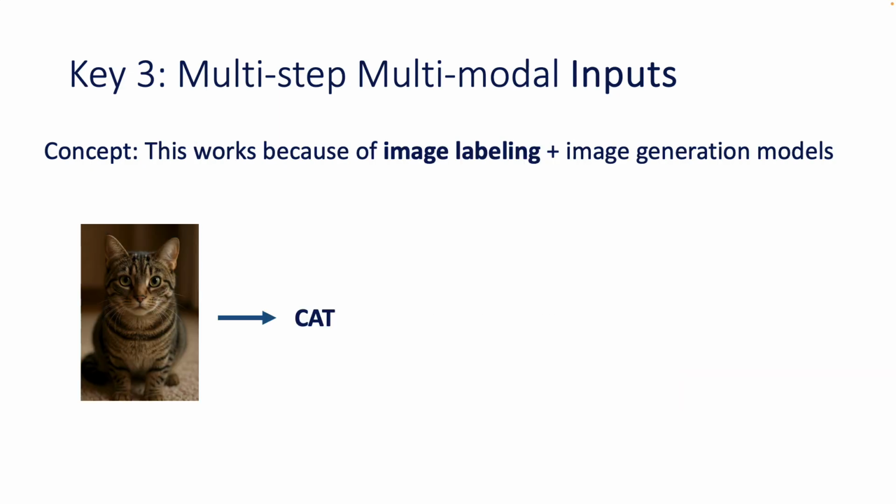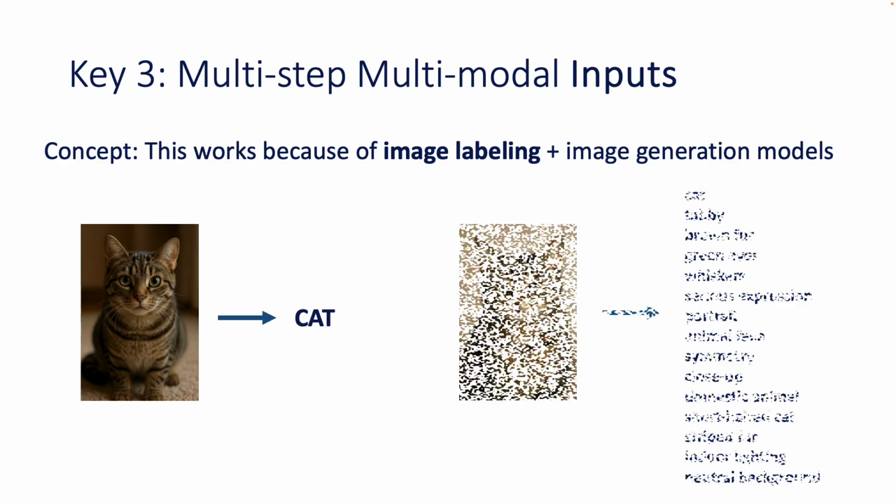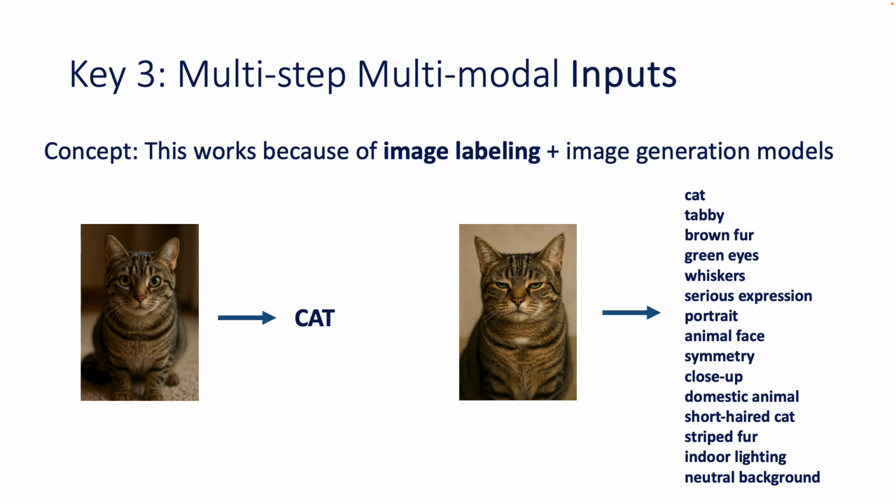Okay, now, how does it do this? It works because of image labeling. So here's a picture of a cat. And we can then say, this is a cat, this is a visual representation of cat, and we can label this as cat. Well, it turns out it's a little more sophisticated than that. But that's the fundamental concept. If we take this image and we say label it, the label is cat, tabby, brown fur, green eyes, whiskers, serious expression, and so on.